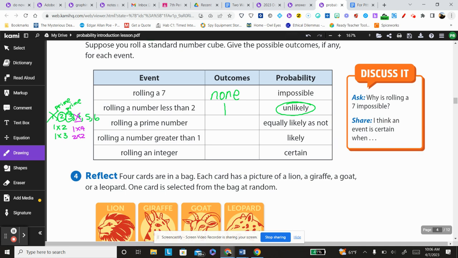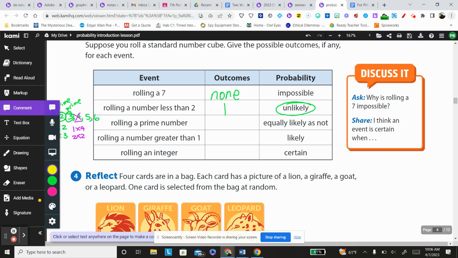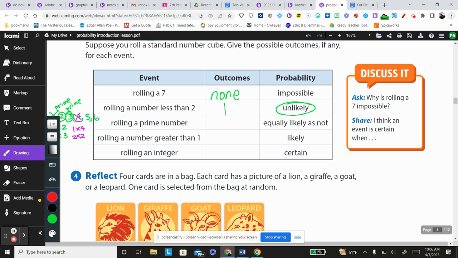All right, how can I get a 5? 1 times 5. Is there another way to get a 5? No, so this number is also prime. Okay, what about 6? 1 times 6, 2 times 3, and 3 times 2. It's more than just 1 times 6, so this one is not prime.